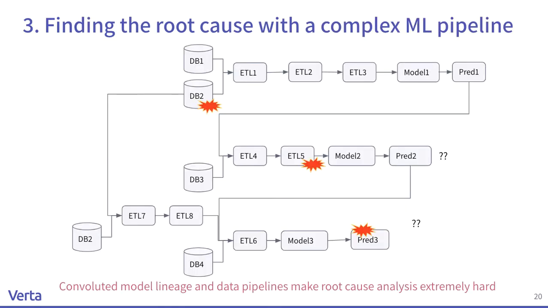The third reason, finding the root cause with a complex machine learning pipeline. And we have seen this over and over again, that ML data pipelines are usually very convoluted. It's called a pipeline jungle. If one step in the process breaks, all the models consuming those pipelines can get impacted. But the root cause analysis is extremely hard since we lack the complete picture, what is connected to what, where things are failing, and how is that impacting downstream. And this is a challenge everywhere.